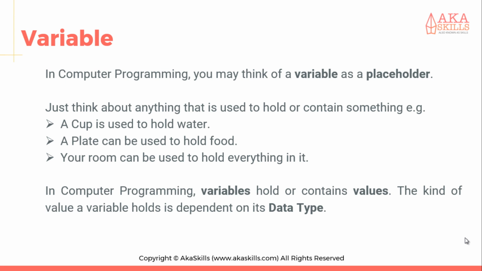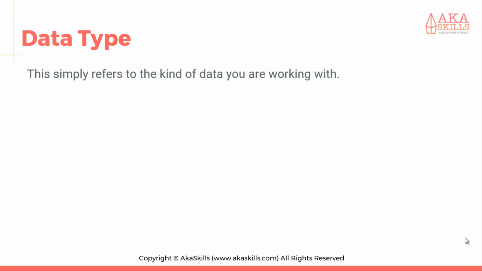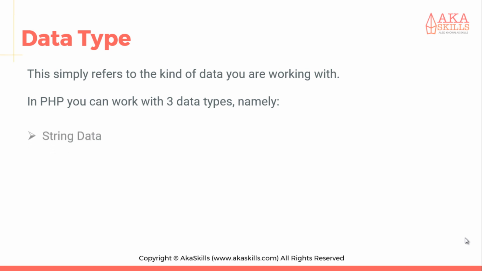And that question takes us to the concept of data type. What is data type? Data type simply refers to the kind of data you are working with. In PHP, there are basically 3 types of data you can work with. Yes, on a very basic level, you can work with 3 kinds of data. And these are the string data type, the numeric data type, and then arrays.